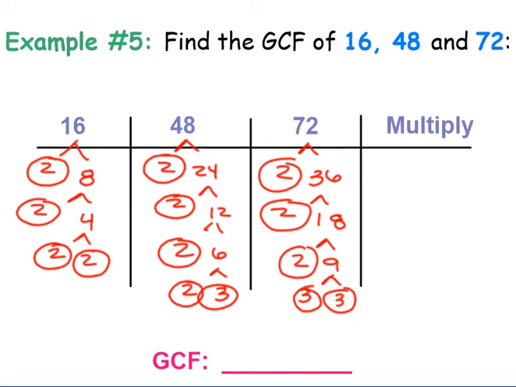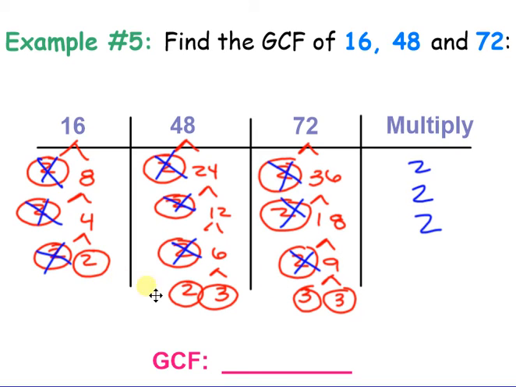So now I need to find a match in every single row. So I see 2's. So 2, 2, and 2. But I'm only going to bring it over once. All right, I see 2's again. 2, 2, and 2. But I'm only going to bring it over once. Then I have a 2, a 2, and a 2. But I'm only going to bring it over once.